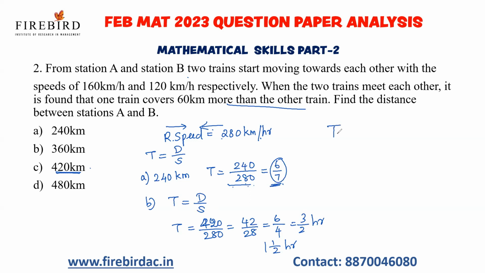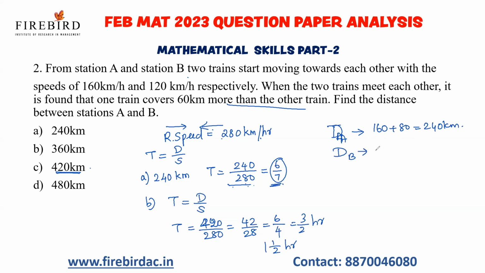Okay, now the distance traveled by train A in 1.5 hours. In 1 hour, it will cover 160 kilometers, right? And another half an hour, 80 kilometers, so 240 kilometers. Okay, and the distance covered by B in this 1 hour.